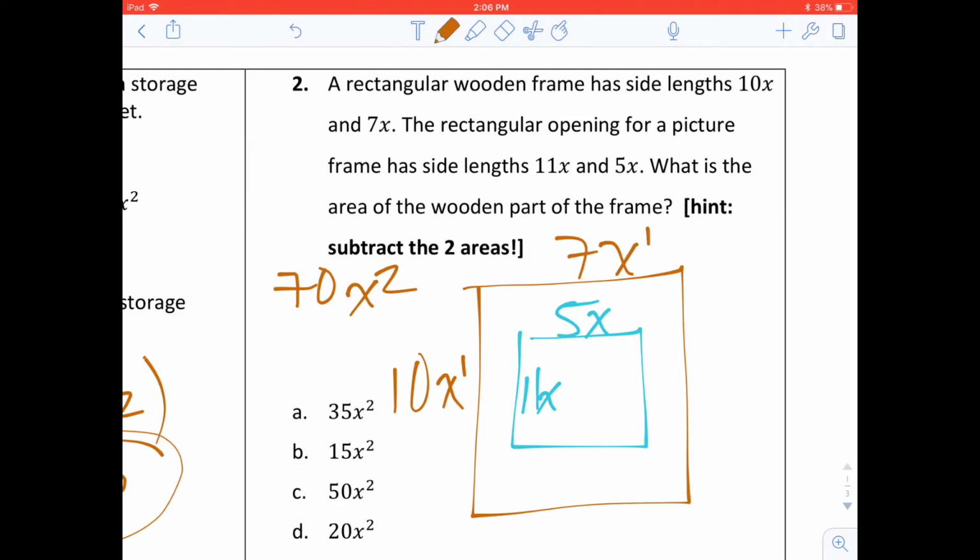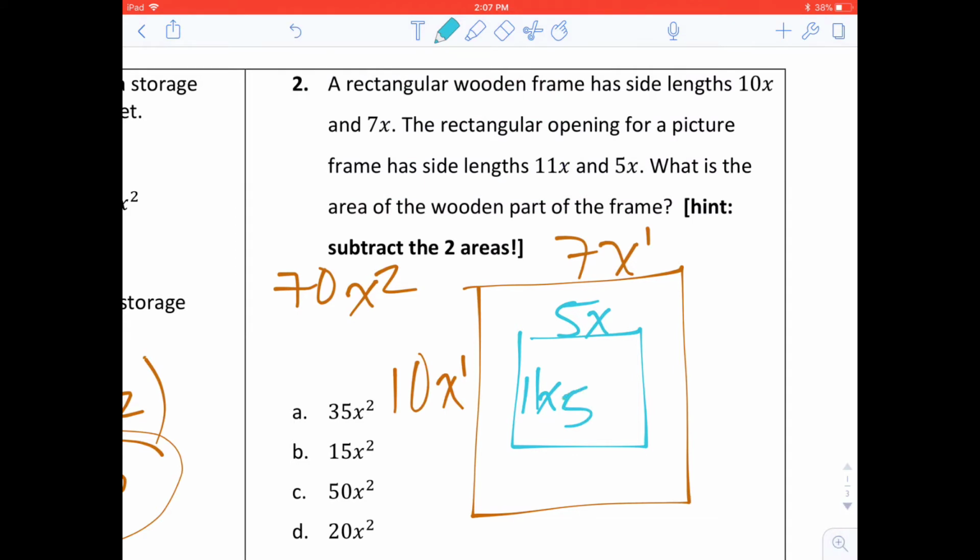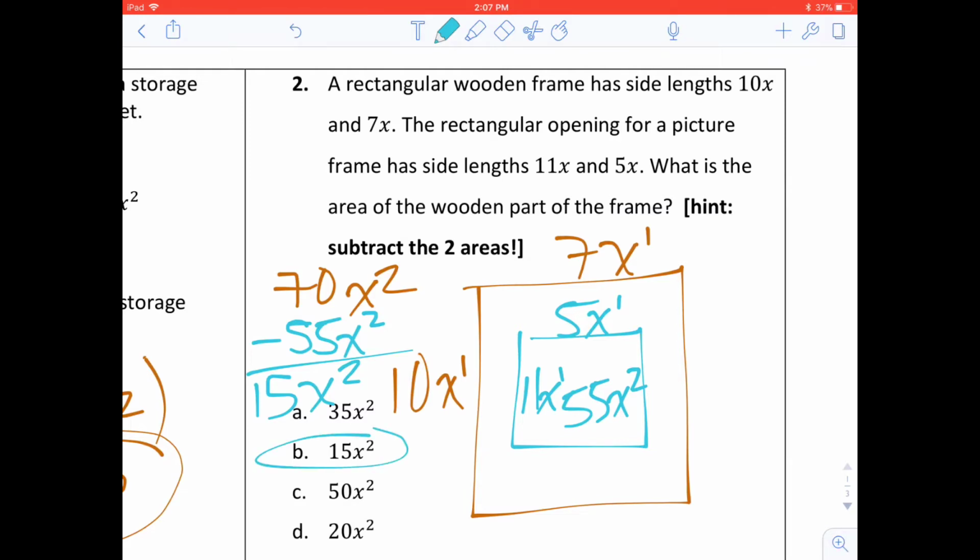And if I find the area of the inside, 5 times 11 is 55, and then x to the first times x to the first is x to the second, and we subtract that from the entire area, it's going to leave you with 15x squared. When you subtract, the exponents do not change. Remember, you're just combining like terms when you subtract, so 15x squared.